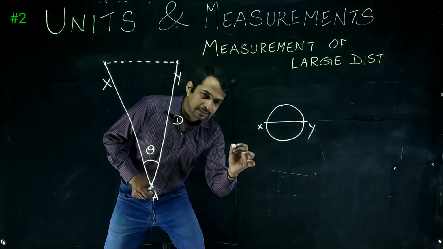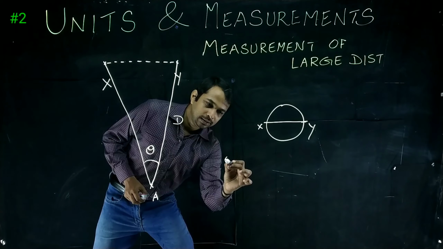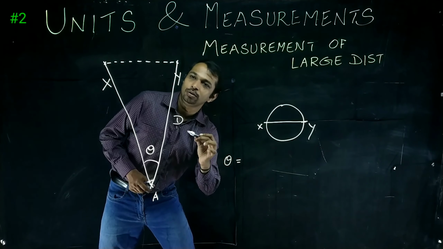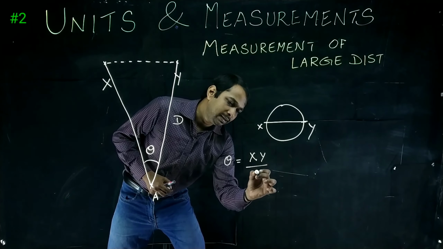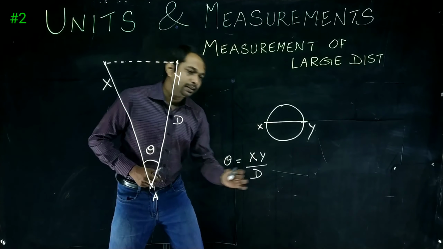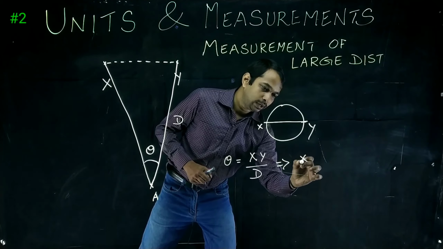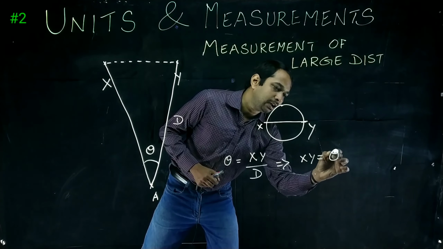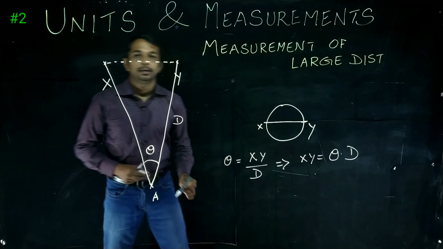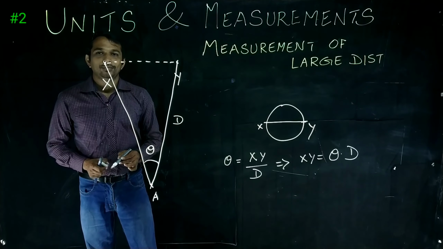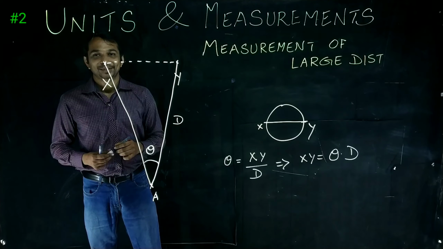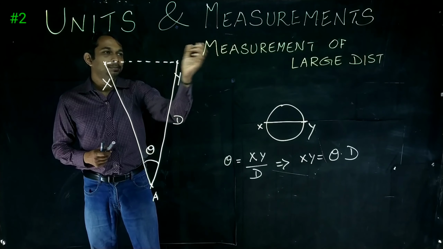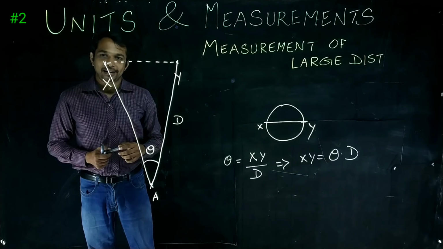So using that same plane angle method, theta in radian is equal to XY by D, right? And XY is equal to theta into D. Yes, we have found out the diameter of our Sun. Hope you have understood how the measurement of large distances is done.